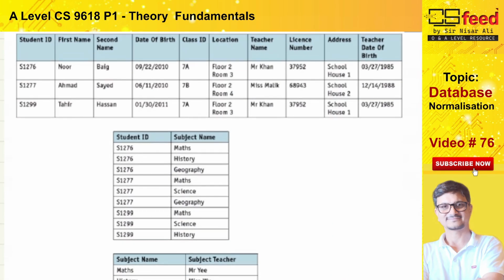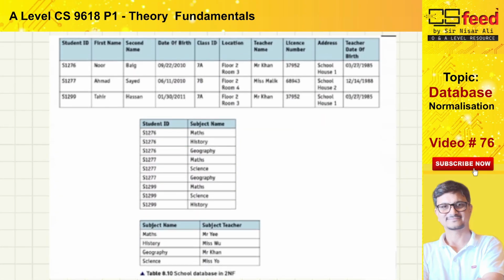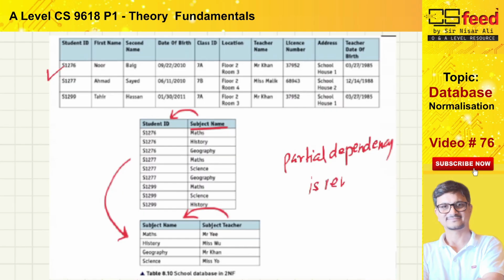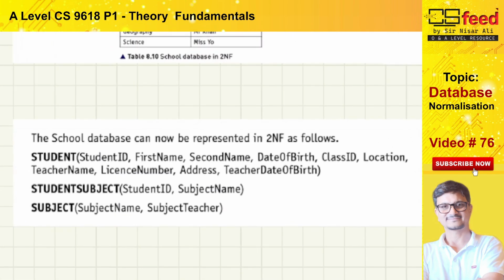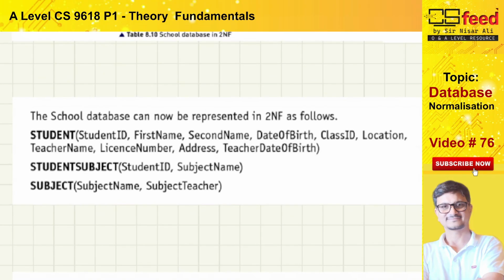Now see how we do this. This was the first table, this was the second table, and now it is broken again into another table. Now the subject name is dependent on the student ID, and the subject teacher is dependent only on the subject name. Now the partial dependency is removed. You can see that the partial dependency is removed here. All right. This is the 2NF. If you see this in here, the school database can now be represented in the 2NF.